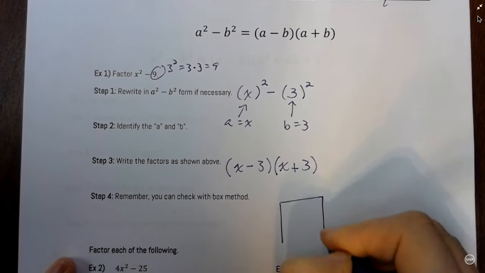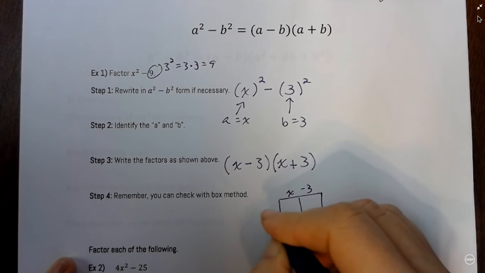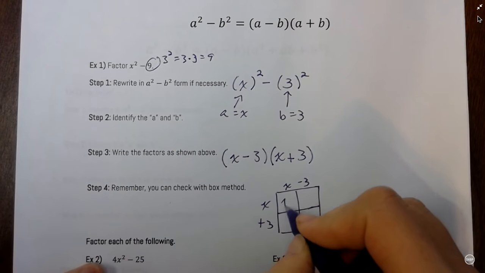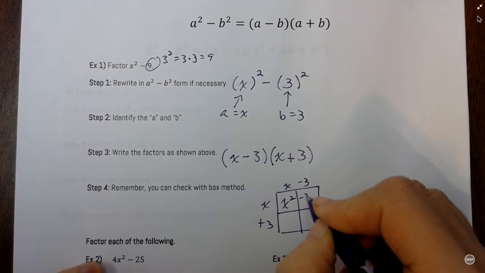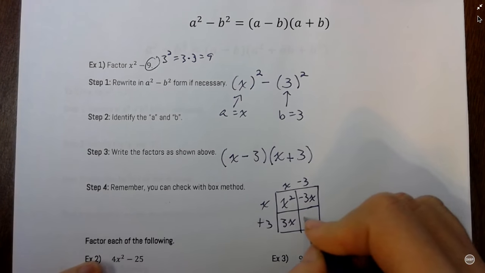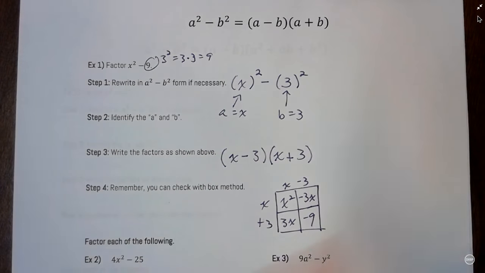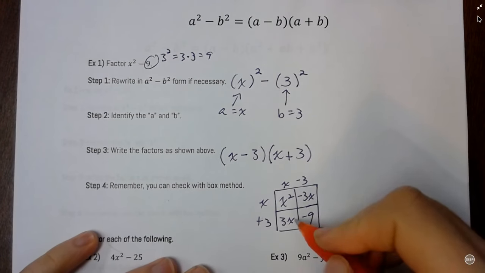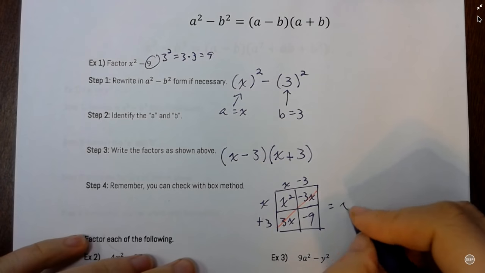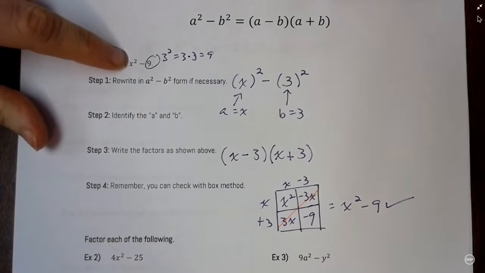And then remember to check with box method. So let's just make sure. If I take x minus 3 times x plus 3, let's make sure that that's going to give me what I want. X times x is x squared. X times negative 3 is negative 3x. X times 3 is 3x. And 3 times negative 3 is negative 9. Notice my like terms on the diagonal, 3x and negative 3x, cancel each other out. So this leaves me with x squared minus 9, which is what my original polynomial was, and so it works.